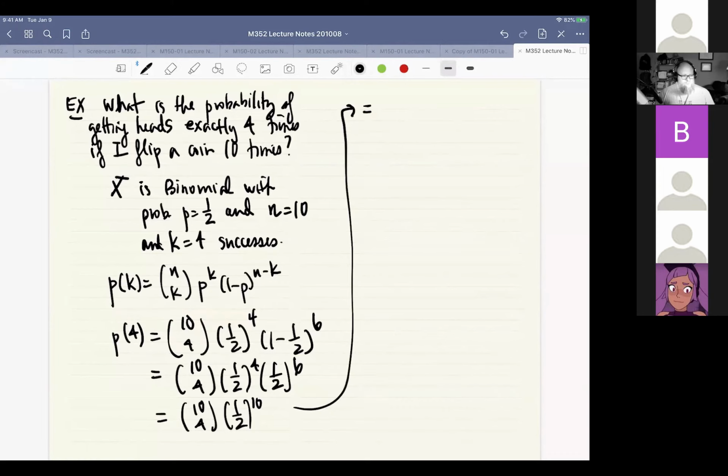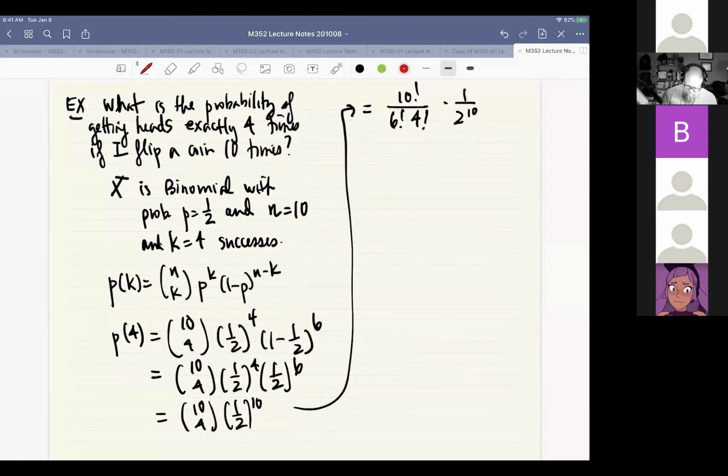Okay, so what's a good way to calculate this? Well, we can calculate it by hand. So we get 10 factorial over 6 factorial times 4 factorial times 1 over 2 to the 10th power. I'd like a decimal representation for that. So I'm not happy with what I'm looking at here. It doesn't make me feel good. So we want to turn to R. Wouldn't it be great if we could use R to do this?